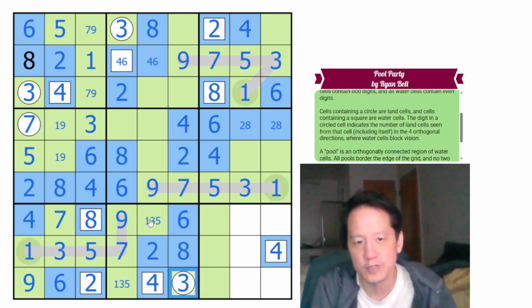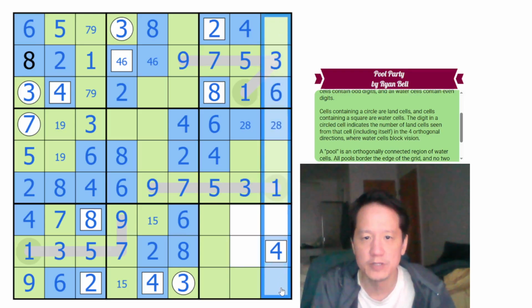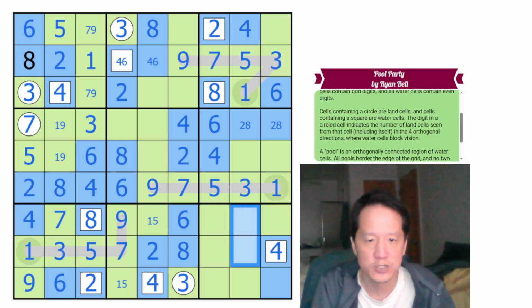So this is 3. This can't be 3 and this can't be 3. So it has to see 3 exactly, which means it must see here. This has to be water. We have 4 waters now in column 9, which eliminates water from the rest of the column. Therefore, this is a land, and these two must be water.